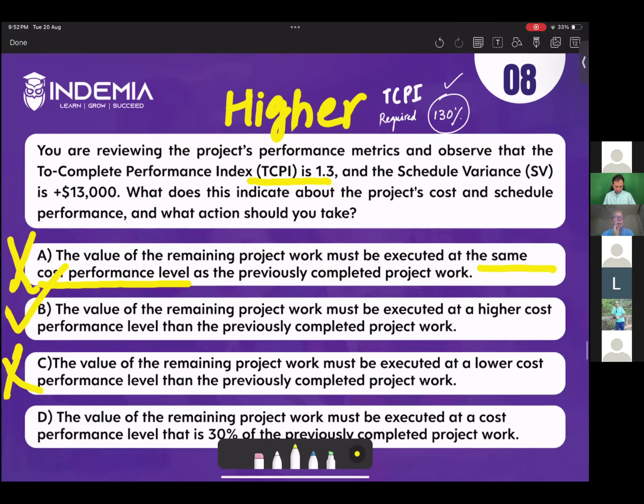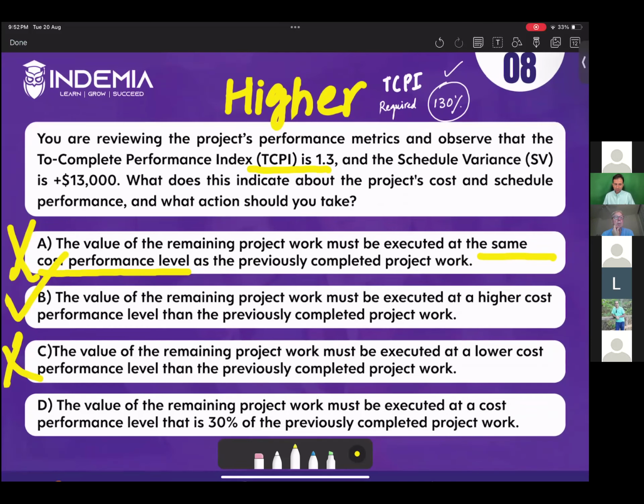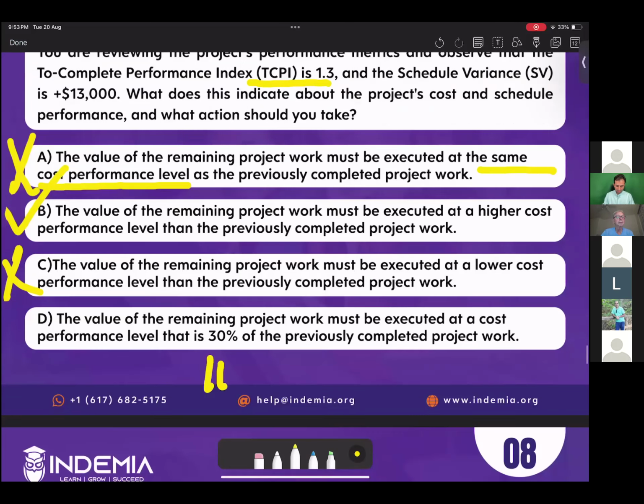Now D, the value of the remaining project work must be executed at a cost performance level that is 30%. Now, that's where the question becomes trickier. If it says the value of the remaining work must be executed at a cost performance level that is 100%, 100% means same, like before. You understand, everybody? 30% means 70% lower than before. Does it make sense, everybody? If it says 130% of the previously completed project work, it makes sense.